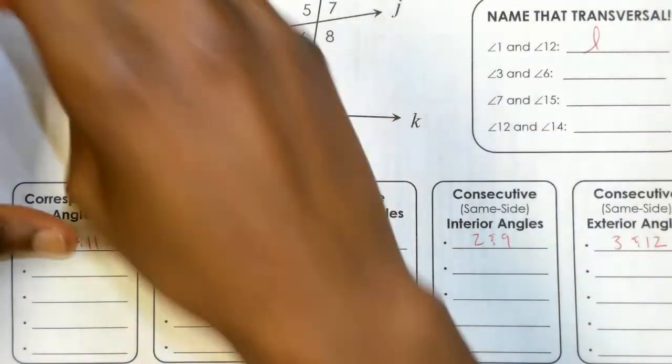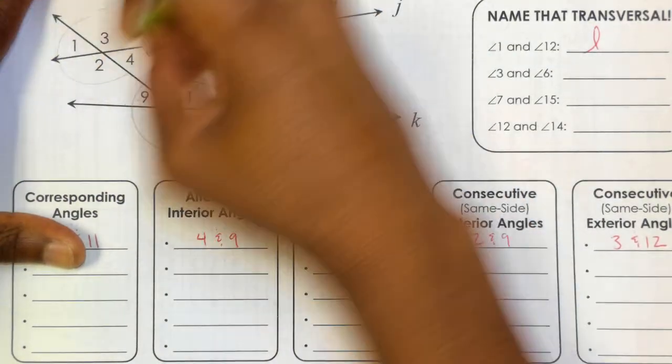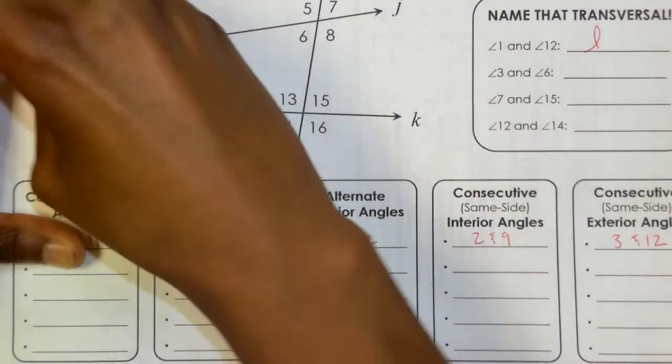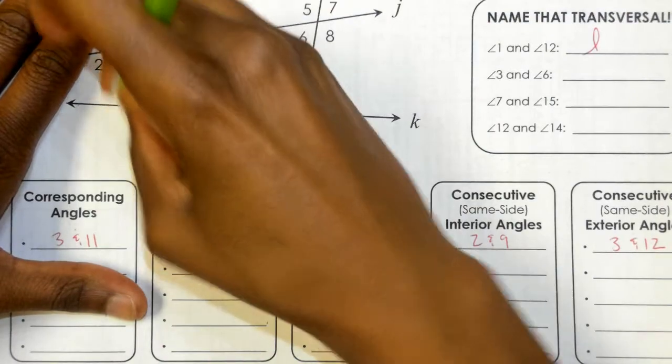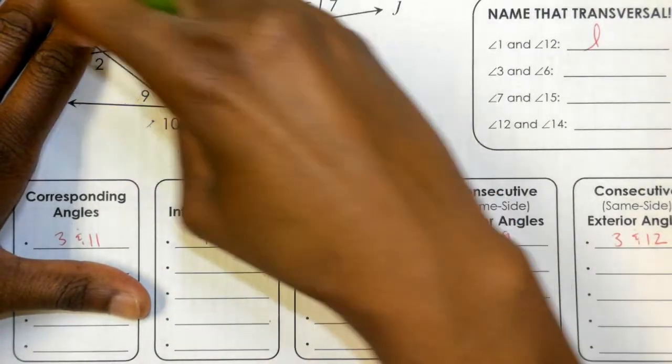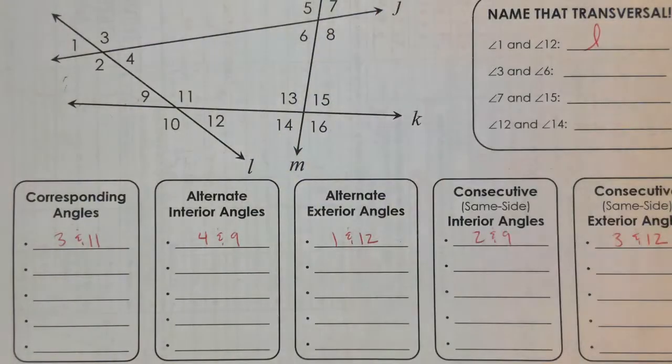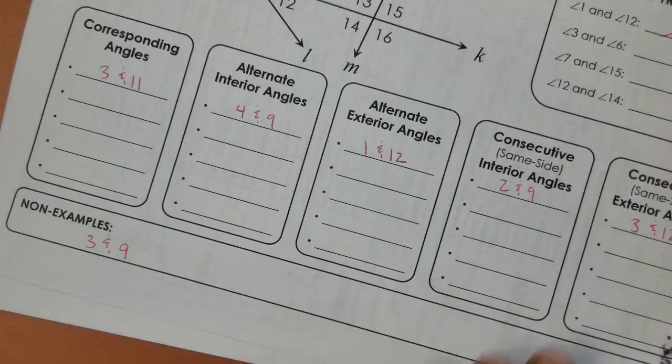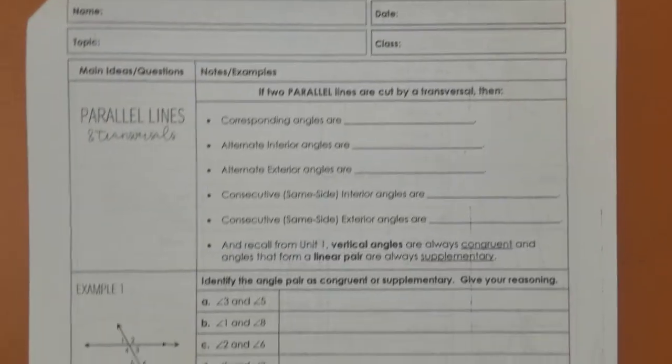Again, try it on your own, not just copying your friends, to see if you can understand. Understanding these relationships, which ones are alternate interior and all that, is going to be essential for setting up the equations, just like it was for linear, vertical, and all that. So you have to understand the relationships in order to solve problems.